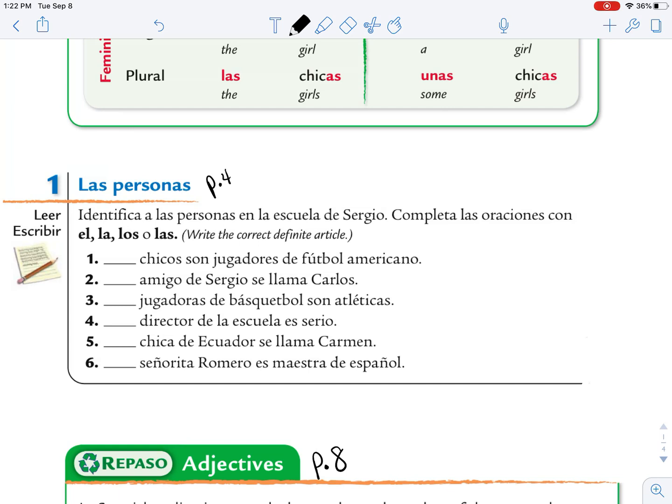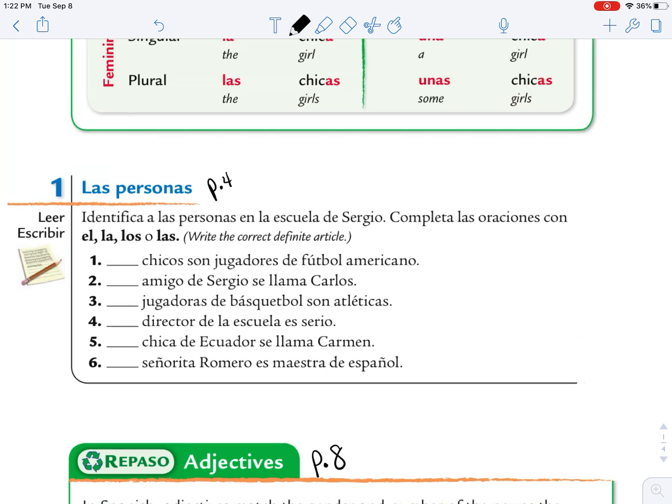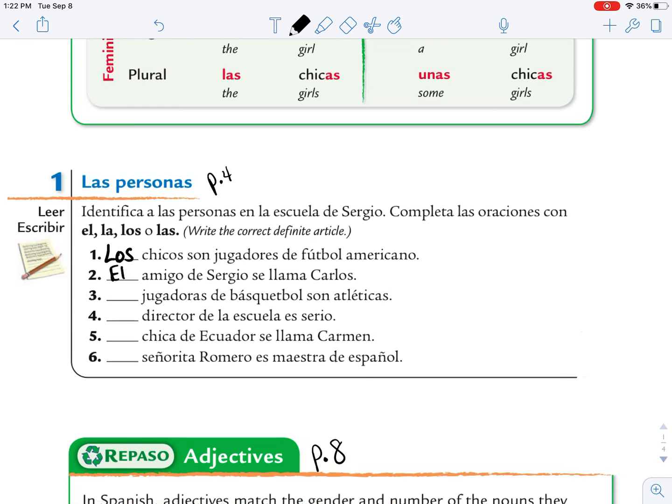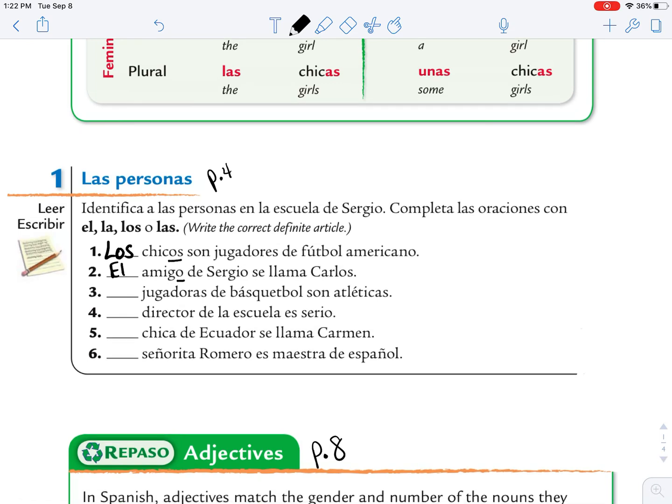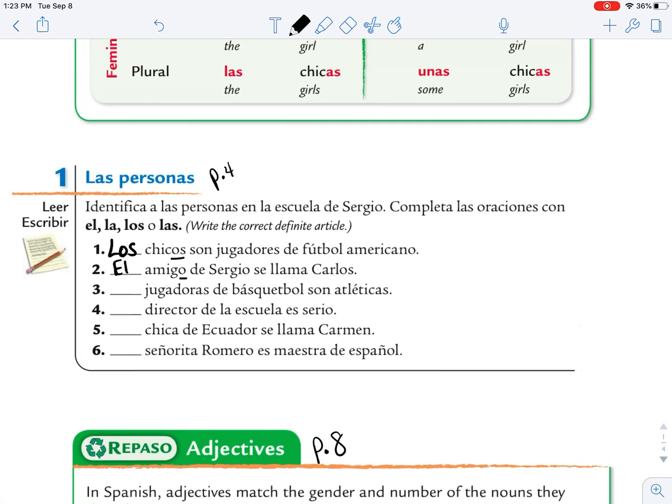All right, for número uno, blank chicos son los jugadores de fútbol americano. We should have los chicos. For número dos, blank amigo de Sergio se llama Carlos. We should have el amigo. All right, both of these are masculine words. We have chicos, amigo. Okay. Número tres, blank jugadoras de basquetbol son atléticas. We should have las. All right, las jugadoras.